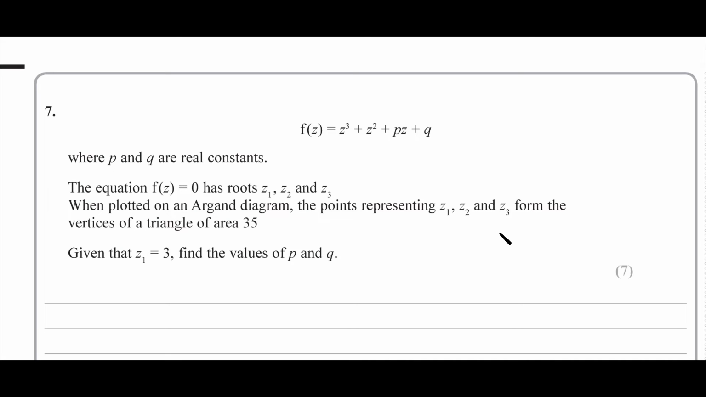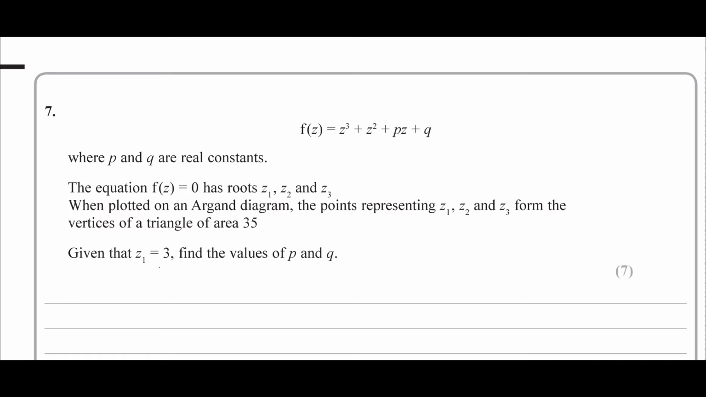Question 7. f of z equals z cubed plus z squared plus pz plus q, where p and q are real constants. The equation f of z equals 0 has roots z1, z2 and z3. When plotted on an Argand diagram, the points representing z1, z2 and z3 form the vertices of a triangle of area 35. Given that z1 equals 3, we have to find the values of p and q.